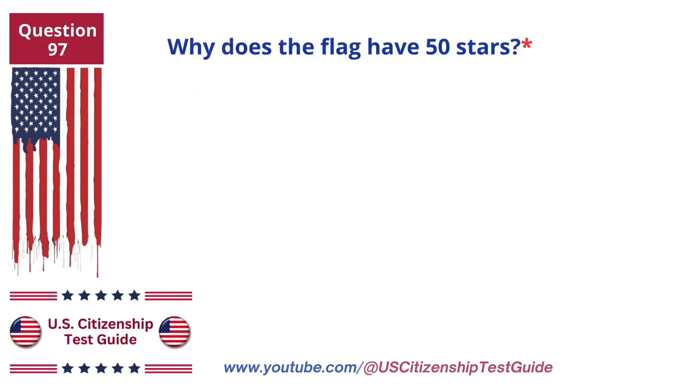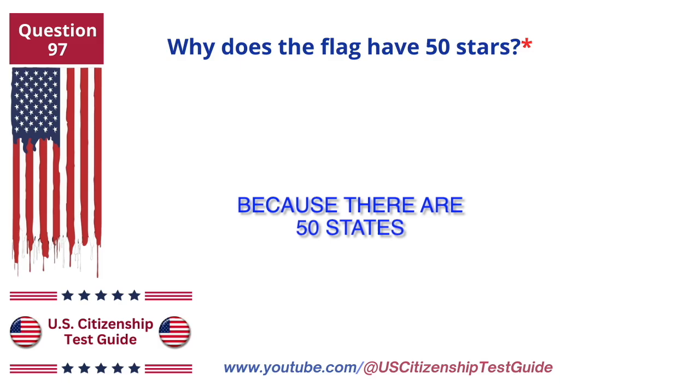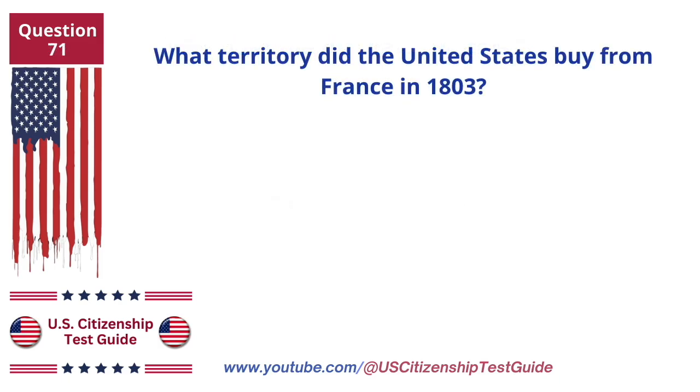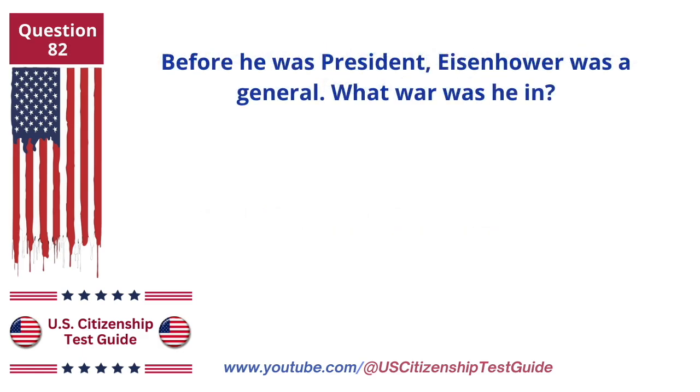Why does the flag have 50 stars? Because there are 50 states. What territory did the United States buy from France in 1803? The Louisiana Territory. Before he was president, Eisenhower was a general. What war was he in? World War II.